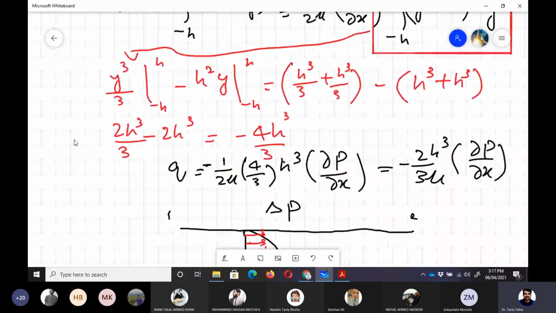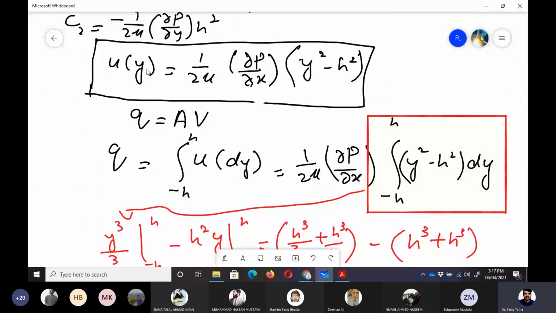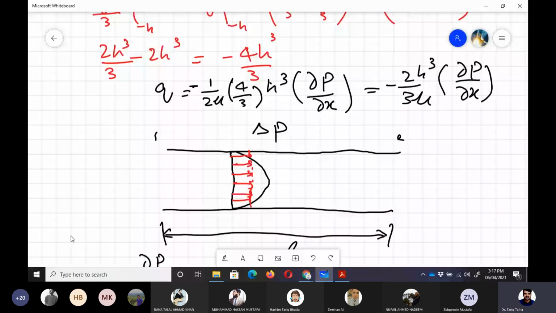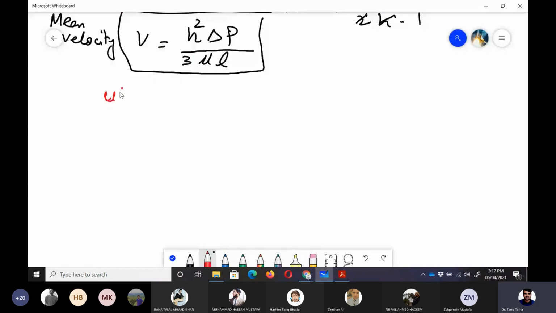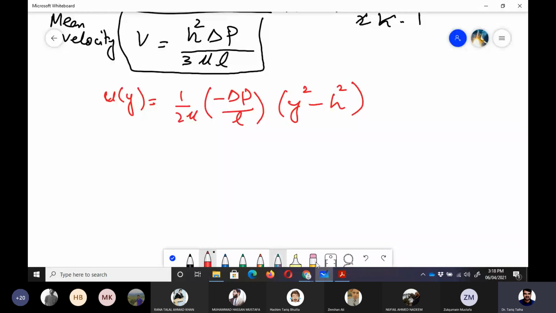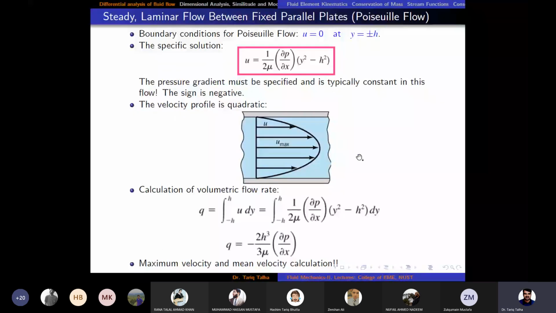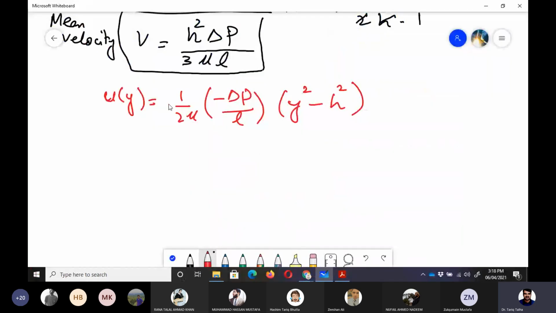So now if we want to calculate the maximum velocity, we need this relation, which is u of y is equal to 1 upon 2 mu partial p by partial x. We can write here minus delta p by L and y square minus h square. Let me rewrite that: u of y is equal to 1 upon 2 mu, into minus delta p by L, into y square minus h square. Right. So if we look at the figure here, where would be maximum velocity? It is at the center, which is the place where y is equal to 0. So when we put y is equal to 0, we would have u maximum.